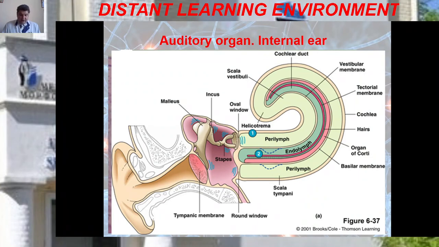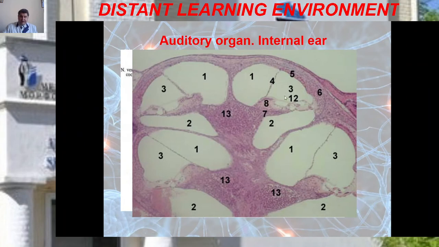The duct of the cochlea begins with a blind end in the cochlear recess of the vestibule, somewhat posterior to the ductus reuniens that connects the duct with the saccule. You may see it in blue color here. Then it passes along the entire spiral canal of the bony cochlea and ends blindly at its apex. On cross section, the duct of the cochlea is triangular in shape.